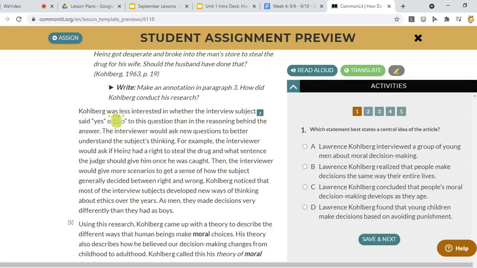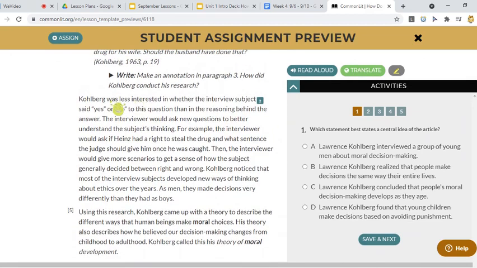So this Dr. Kohlberg guy was interviewing people, boys specifically, and trying to figure out what they would do. We're going to read a little bit more and see what happened. Kohlberg was less interested in whether the interview subject said yes or no to the question above than their reasoning behind the answer. The interviewer would ask new questions to better understand the subject's thinking. For example, the interviewer would ask if Heinz had a right to steal the drug and what sentence the judge should give him once he was caught.